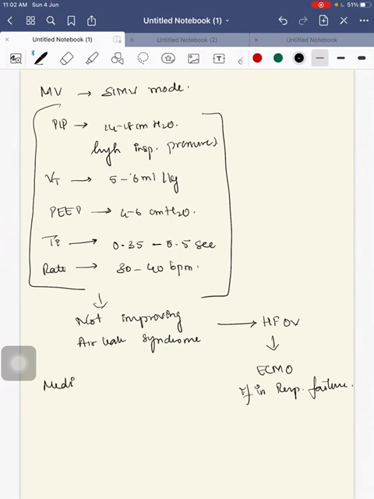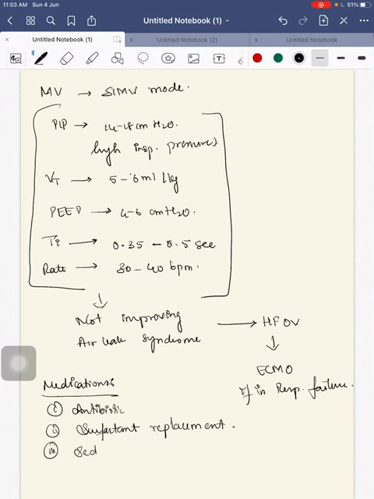What are the medications you can give in this child? A broad spectrum antibiotic can be given. Surfactant replacement can be done. Sometimes this surfactant replacement can improve oxygenation and reduce the need for ECMO therapy. You should sedate the child if the child is on a ventilator. Okay. Next we'll see the complications.